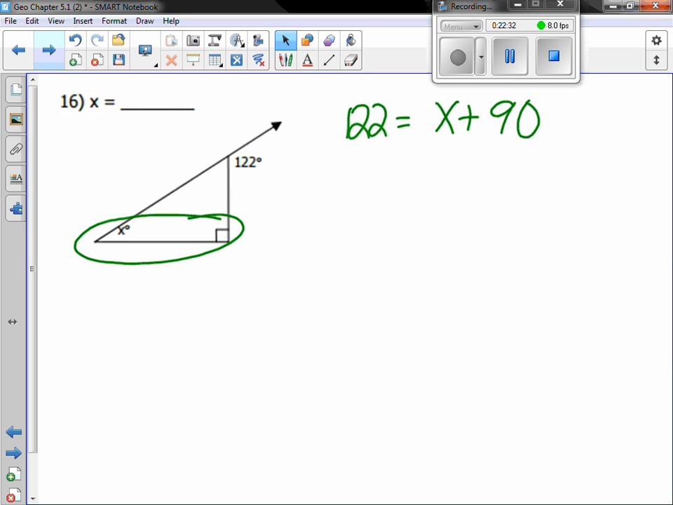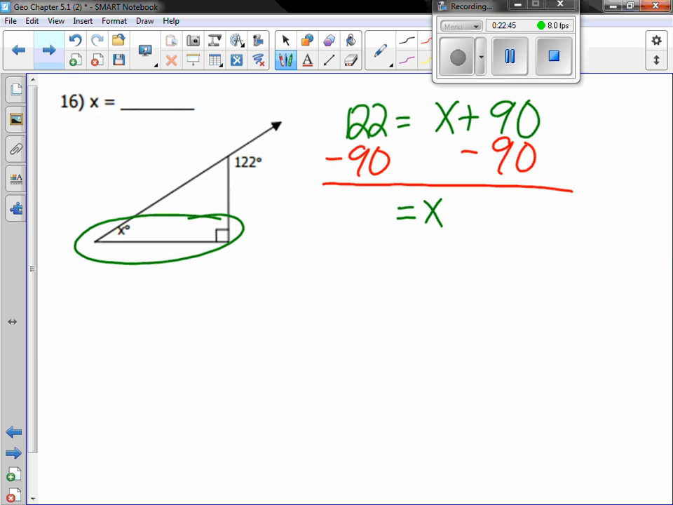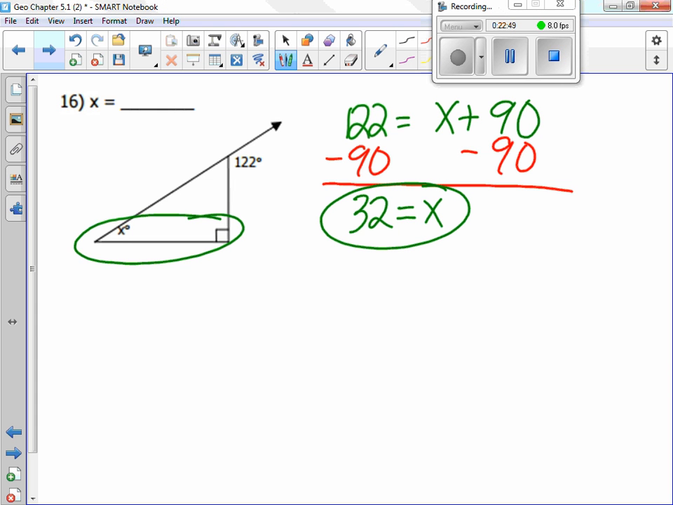Now, what would I need to do to get the value of x by itself? So I need to subtract 90 from both sides. And when we subtract 90 from both sides, we will get x by itself. And we get the value of x is 32 degrees. Any questions on this here? Any questions on anything we've done so far?